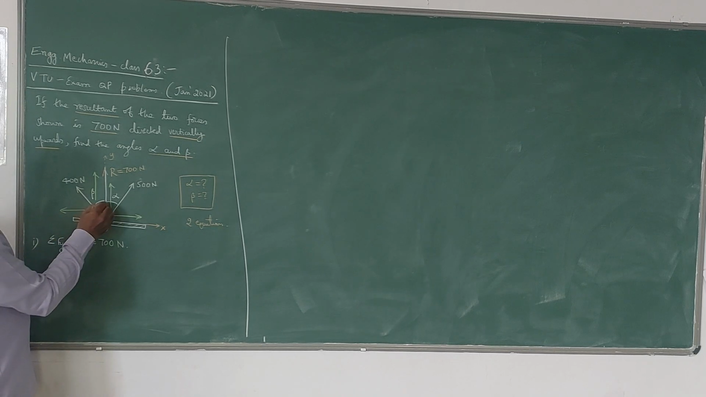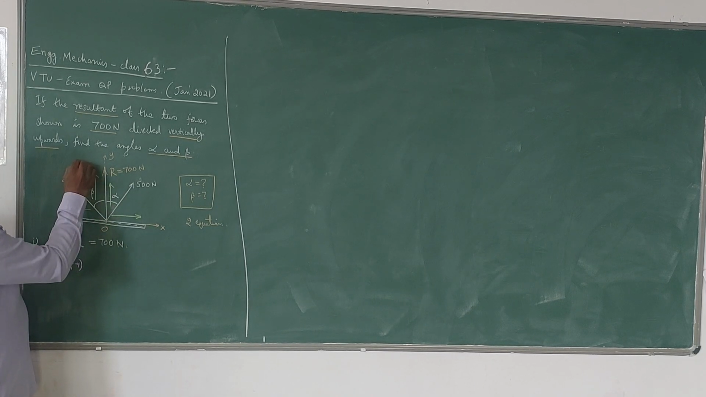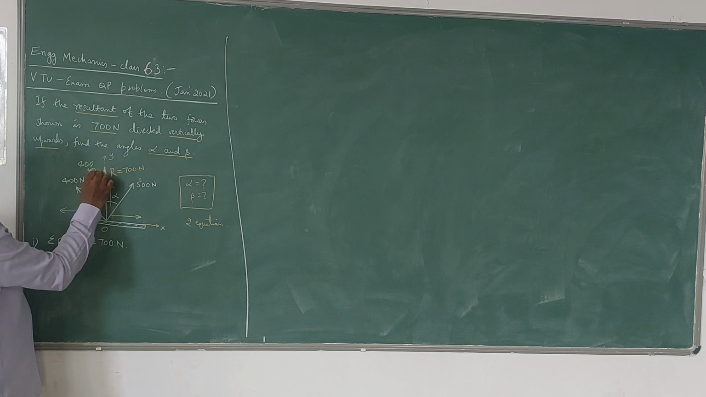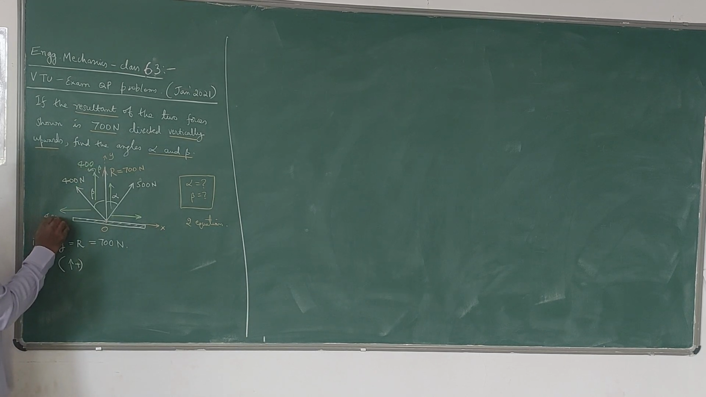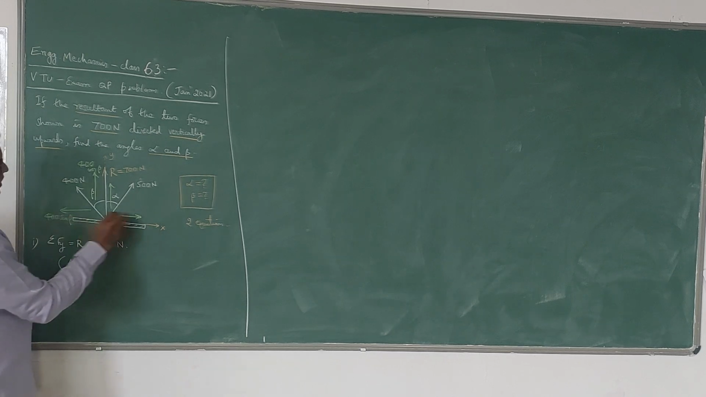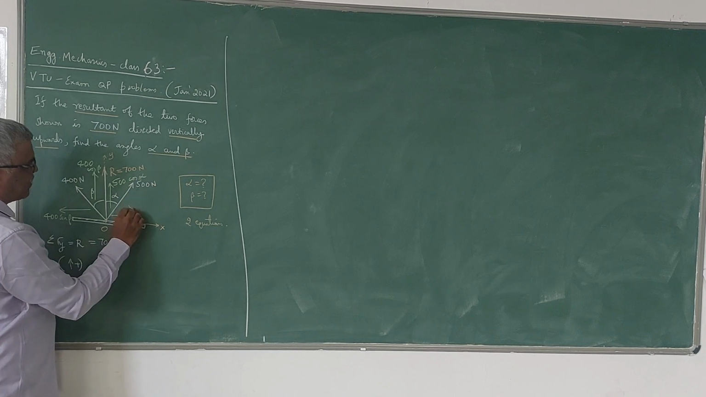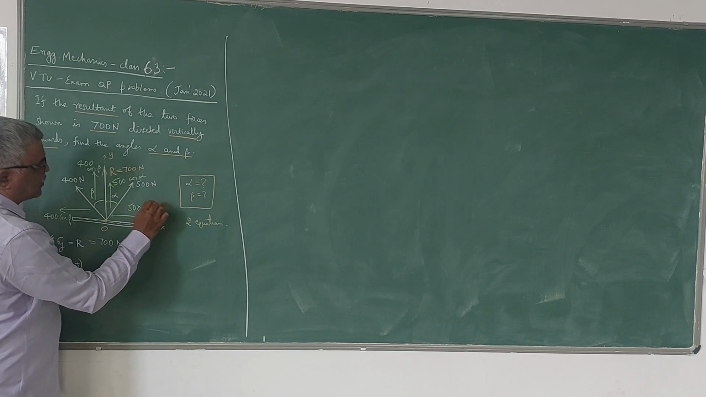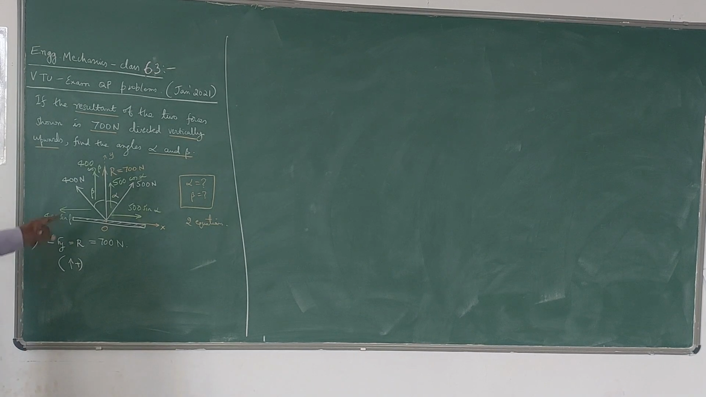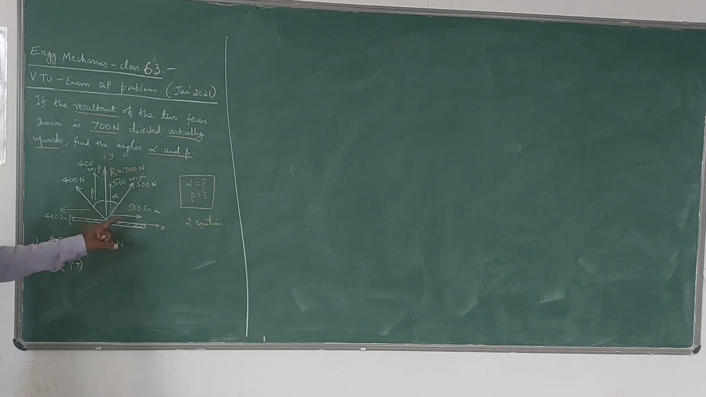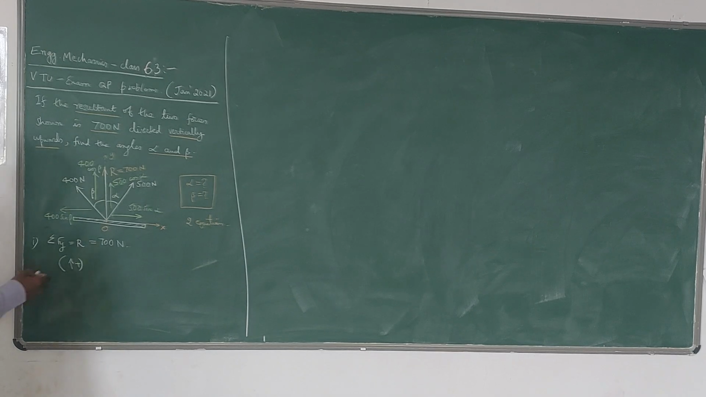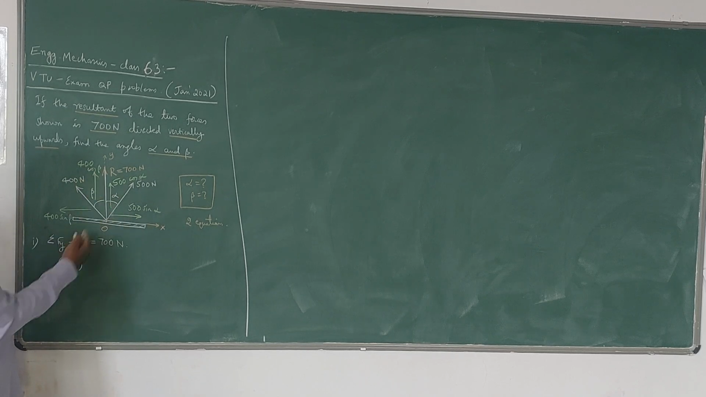Since this beta is given with respect to the vertical, this becomes 400 cos beta and this becomes 400 sin beta. Whereas here, this becomes 500 cos alpha, and this is 500 sin alpha. So 500 cos alpha and 400 cos beta are the vertical components. 500 sin alpha and 400 sin beta are the horizontal components. Now, with the sign convention, both of these are positive.